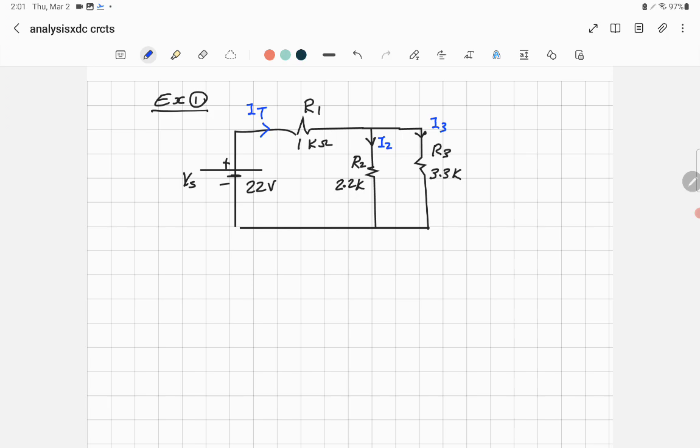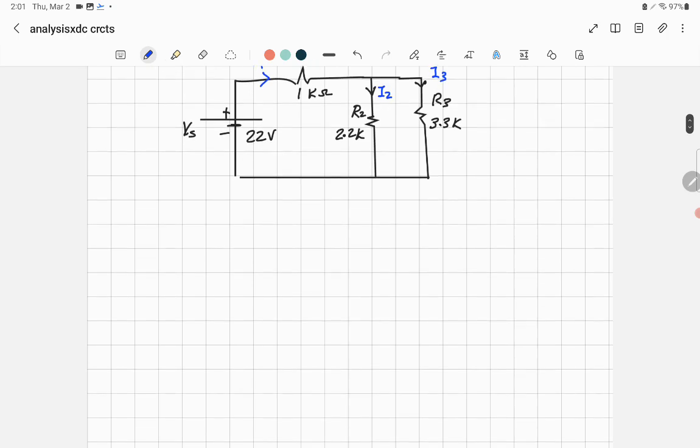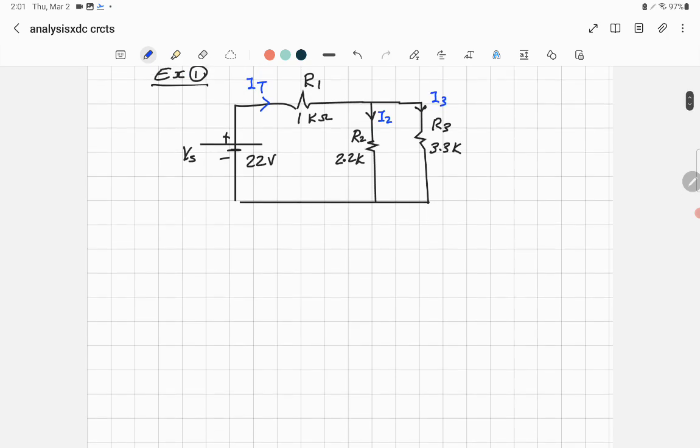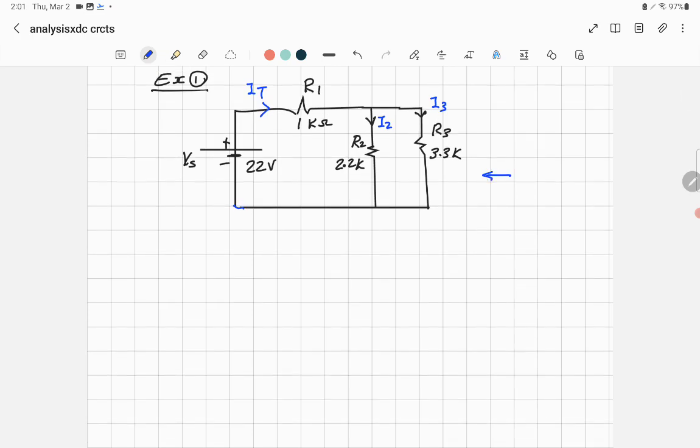To solve this problem, we have first to find the total resistance of the circuit. Why? Because if I can find the equivalent resistance of the circuit, I can find the total current. How can we find the total resistance? We look from the side and think about the connection of the resistors. Obviously, these two resistors are connected in parallel. How can we find the equivalent resistance of R2 and R3? That would be equal to R2 times R3 divided by the sum of the resistors. That's the rule for the parallel.